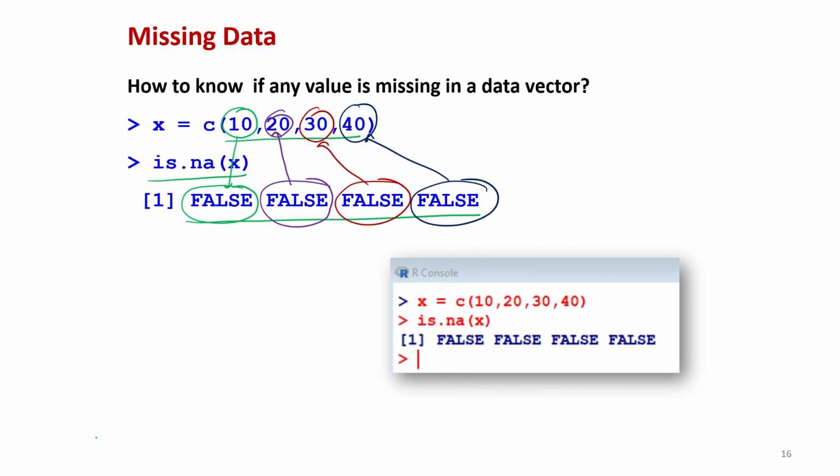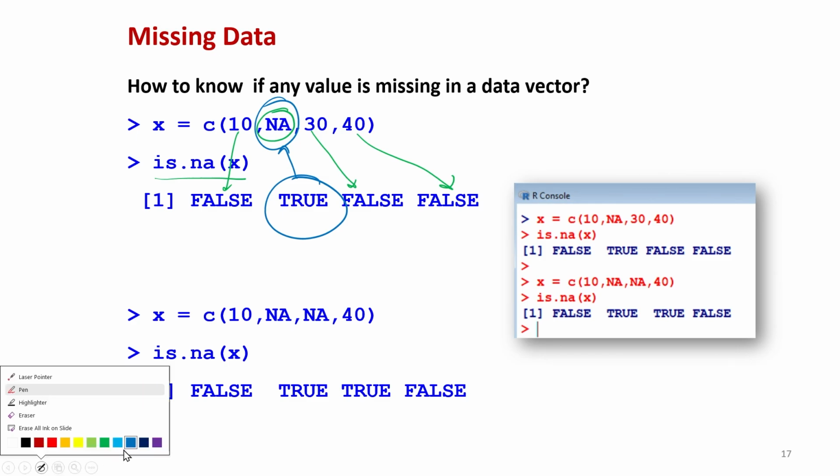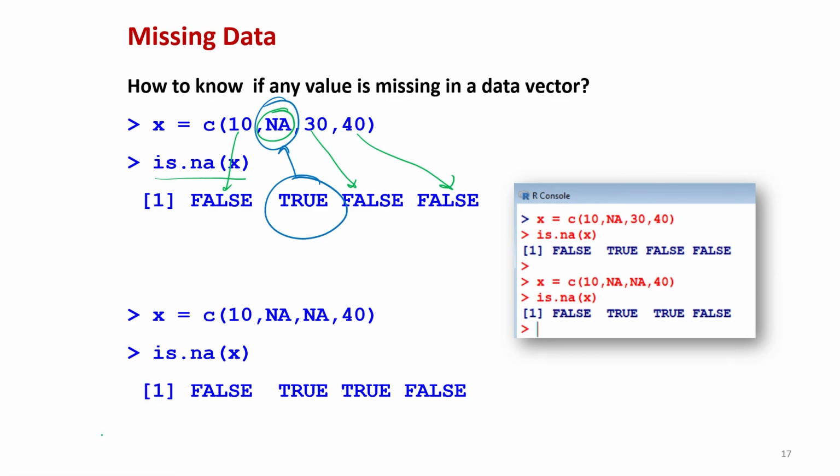So what is FALSE indicating? That there is no missing value. Now if I change this data and take the second value to be NA, then if you operate the command is.na(x), you can see that in the first, third and fourth places it is the same, FALSE, meaning no missing value. But on the second value, the outcome now becomes TRUE, corresponding to NA. That means it is telling us that in this case the second value is missing.